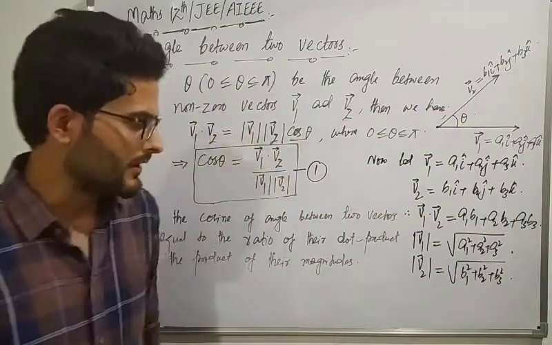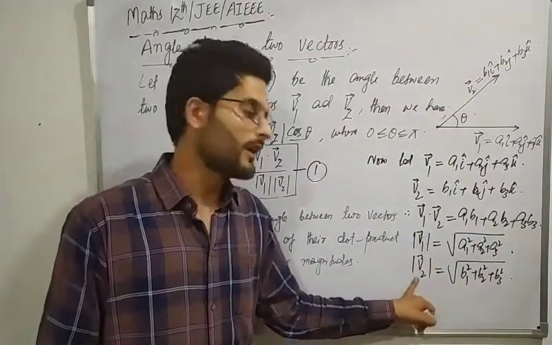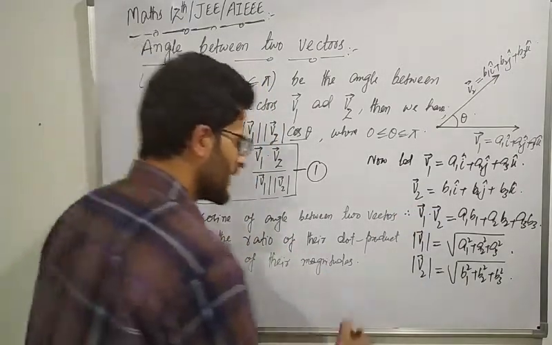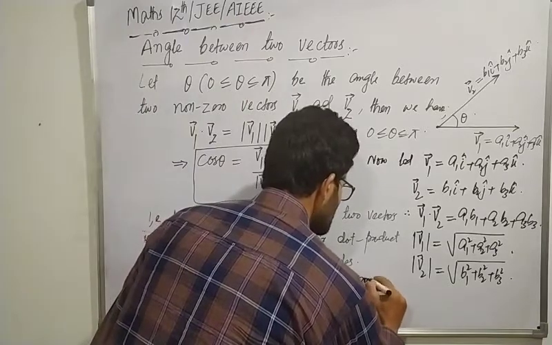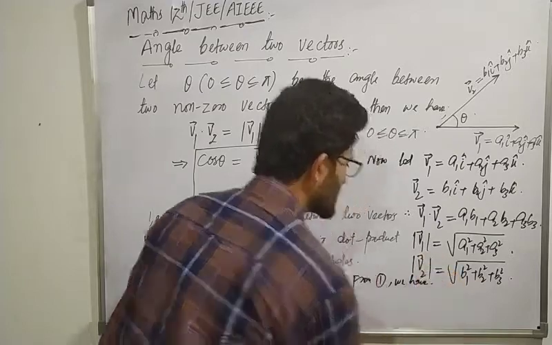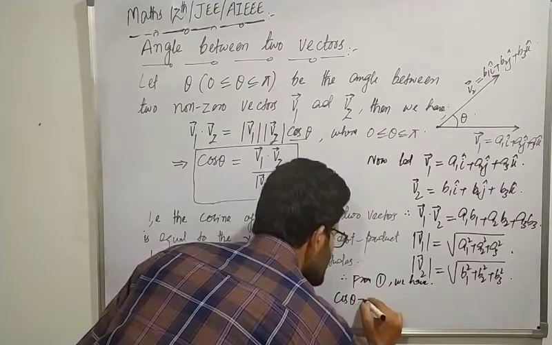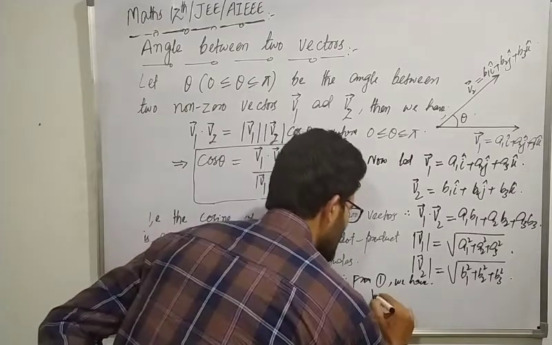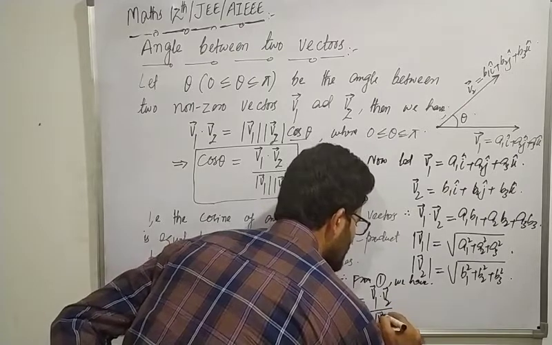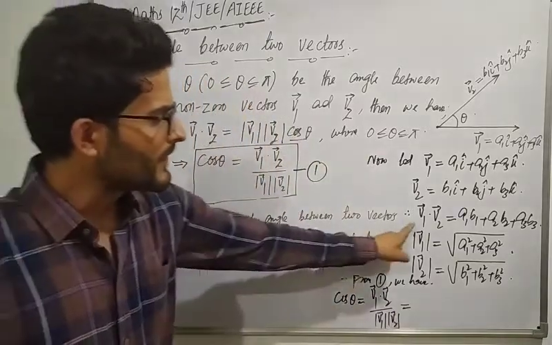Now we have all the three quantities: v1 dot v2, magnitude of v1, magnitude of v2. We will put these three quantities in equation first and we get, therefore from equation first, cos theta is equal to v1 dot v2 divided by magnitude of vector v1 into magnitude of vector v2, and that will come out to be, what is v1 dot v2?